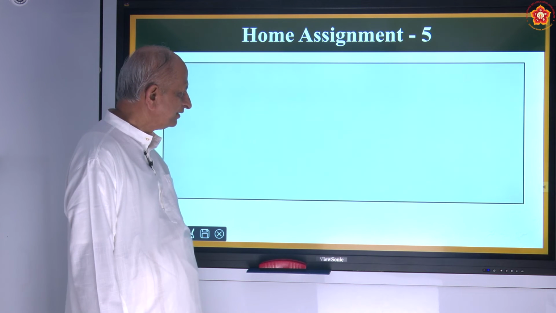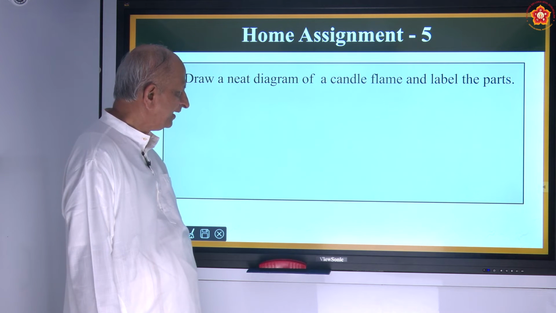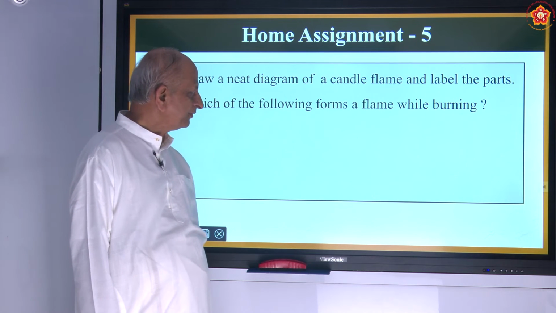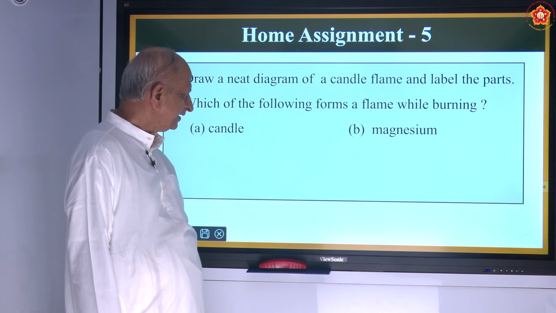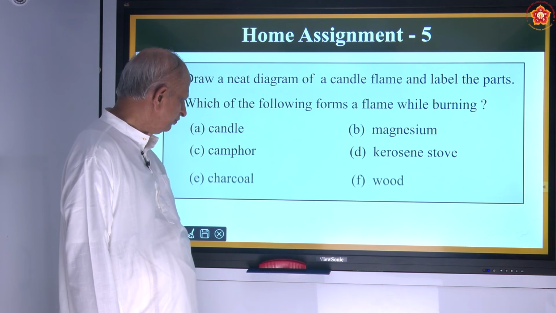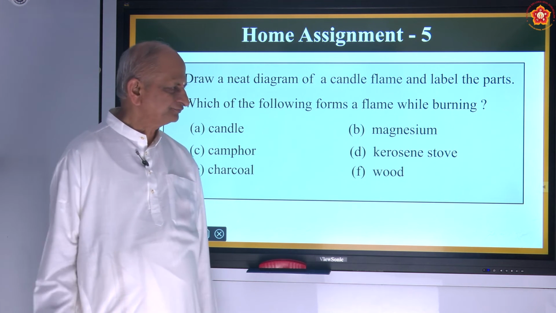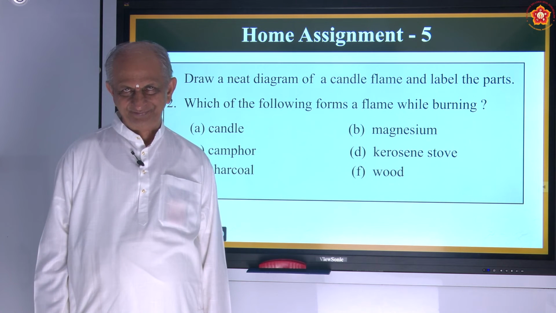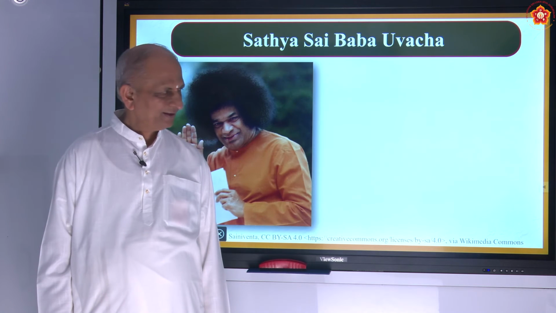First question: draw a neat diagram of a candle flame and label the parts. Which of the following forms a flame while burning? Candle, magnesium, camphor, kerosene stove, charcoal, wood. Out of these six, you must tell which form a flame. Okay? Now shall we see what Bhagwan Baba says?